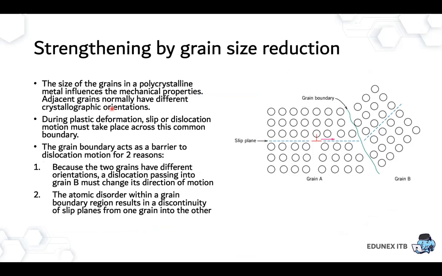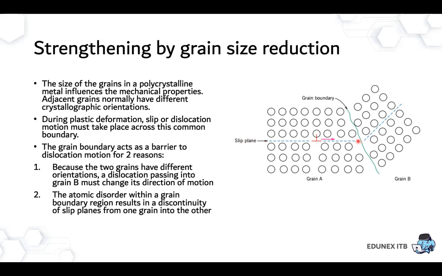The first one is reducing the grain size. We can make the metal stronger by decreasing the grain size. Why? Because with smaller grains there will be a lot of grain boundaries. When you have deformation and a dislocation goes to the slip plane there, the grain boundary acts as a barrier.